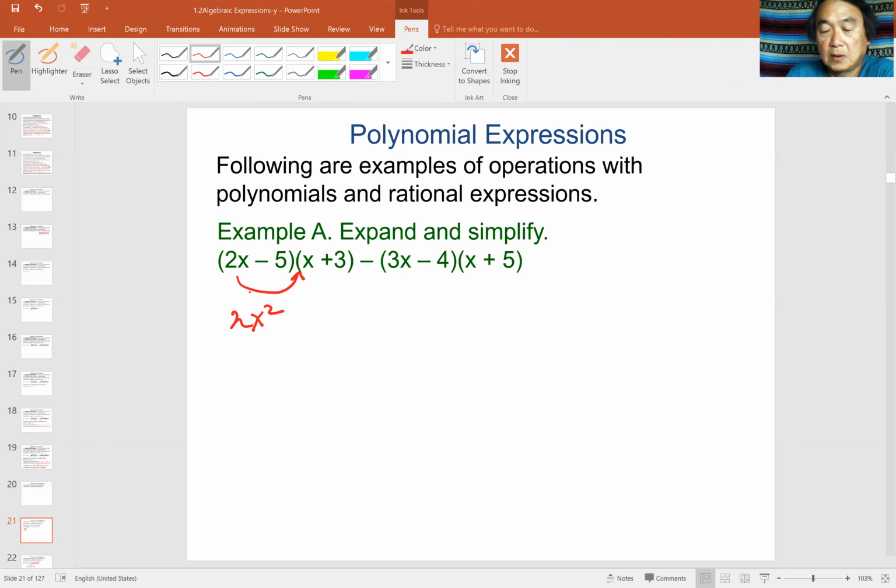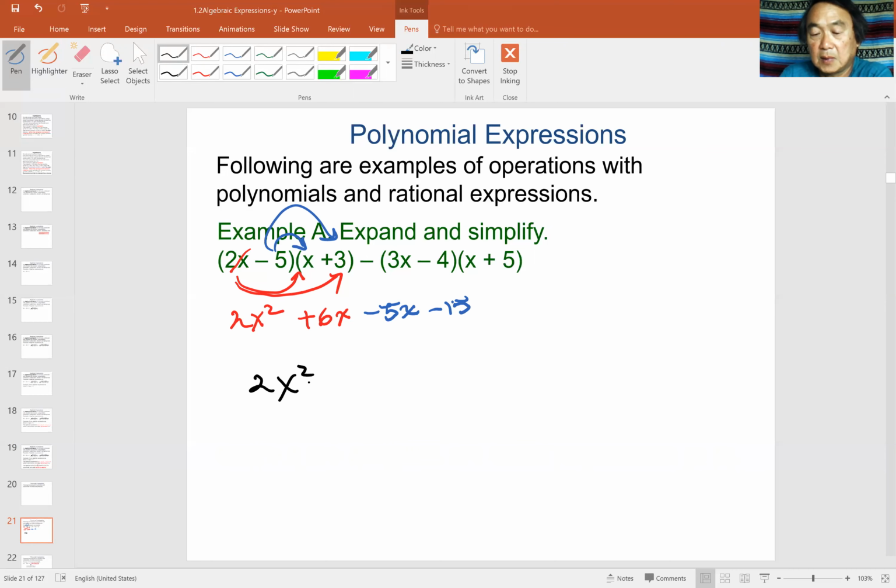Okay. 2x times 3 is plus 6x. And then this is done. Then I'm going to pick up minus 5 times x, it's minus 5x. Minus 5 times 3 is minus 15. Okay, that's the product for the first two polynomials. And I can clean this up a little bit. This is 2x plus x, to get us x. So this is briefly how we multiply these two sets of binomials.